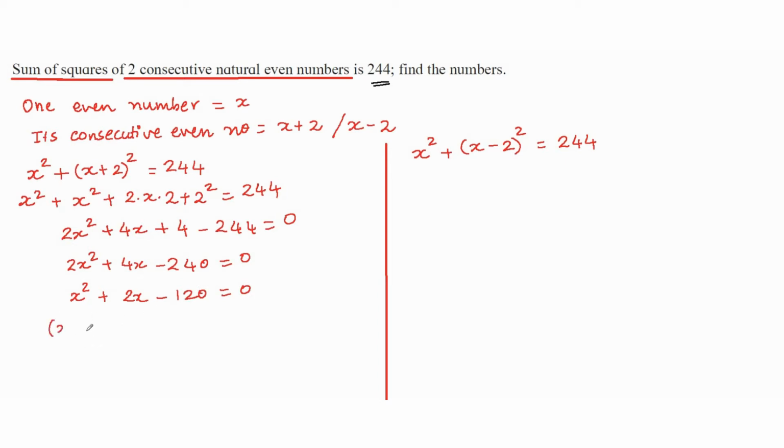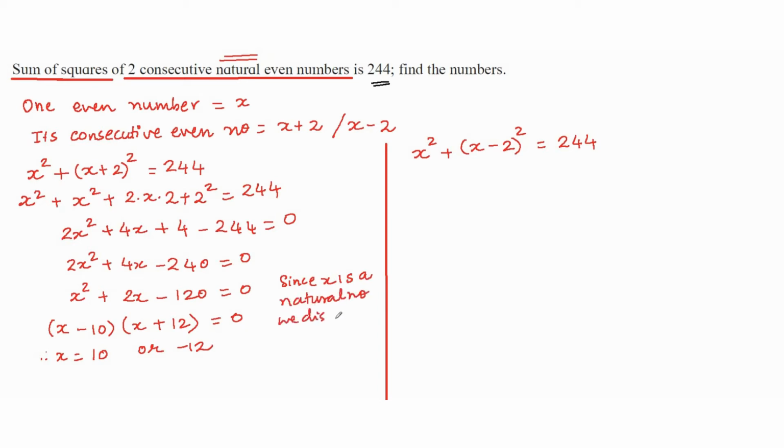Factorizing this, I will get (x + 12)(x - 10) = 0. Therefore, x is either 10 or negative 12. Now, x is supposed to be a natural number. So, we mention here, since x is a natural number, we discard negative 12. And hence we pick x equals 10.